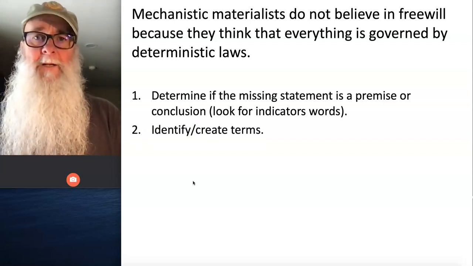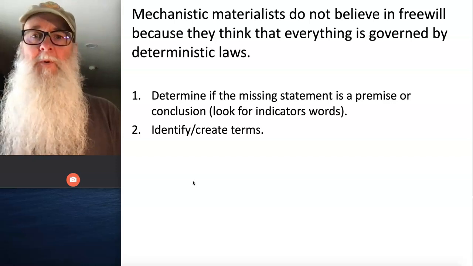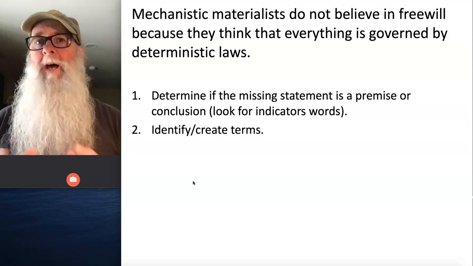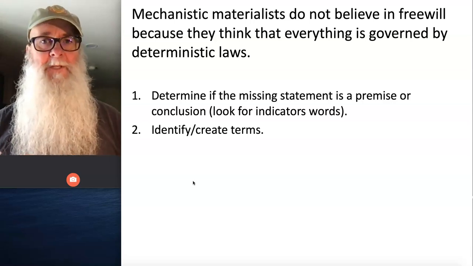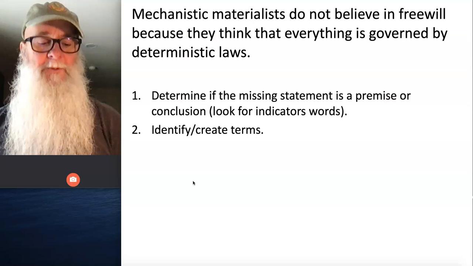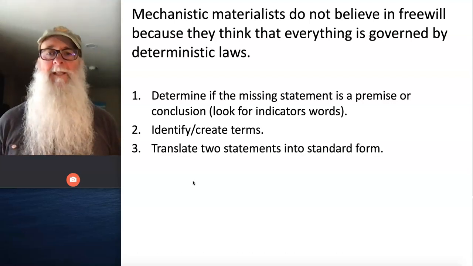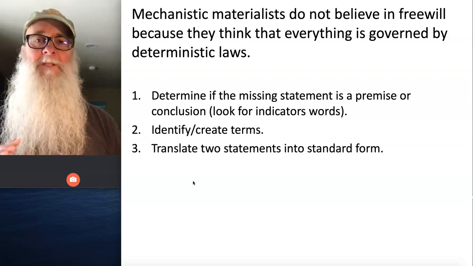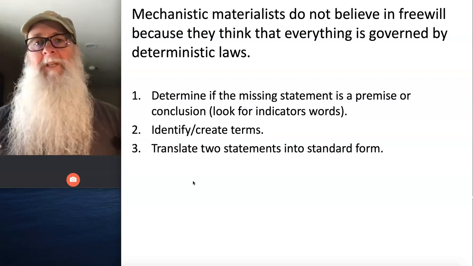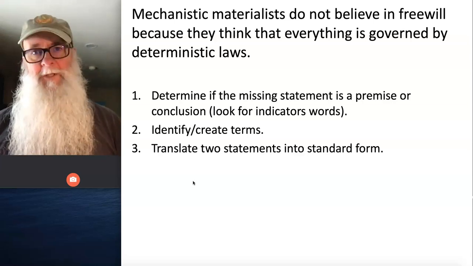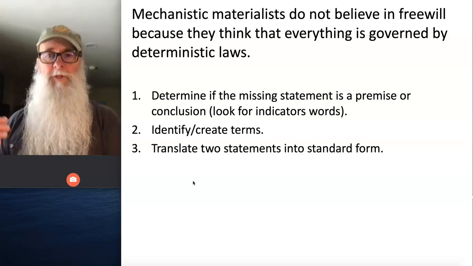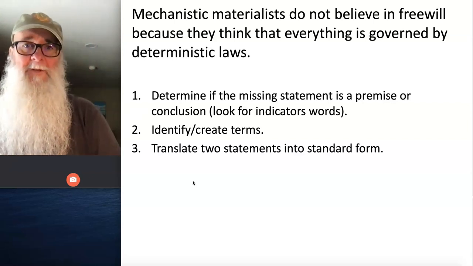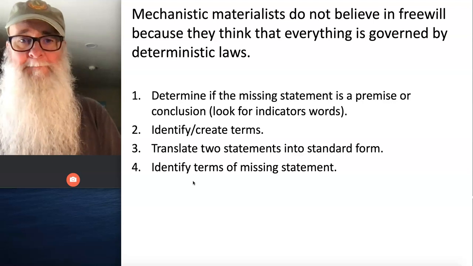After you've identified the statements of the argument, you're going to identify the terms of the argument, and that may require that you modify some of the wording of the terms in the argument to make them into plural nouns or noun phrases. After you've got that, you're going to translate the two statements that you have into standard form so that you can see which terms have been used one time and which term has been used two times, okay? And you can translate it in standard form symbolically, or you can write out the terms in all their glory with all of the words if that's what you prefer.